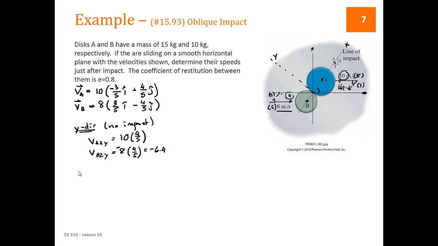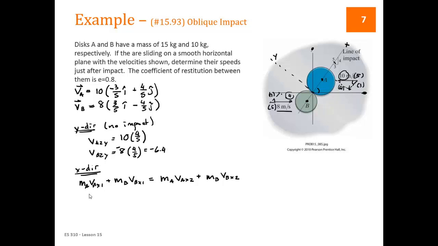Alright, now we look at the x direction. That's where we have work to do. So in the x direction there is impact. We have 2 equations: the conservation of momentum, and the coefficient of restitution equation. Conservation of momentum says the mass A times the velocity of A before impact in the x direction, plus mass B times the velocity of B before impact in the x direction, is equal to mass A times the velocity of A after impact in the x direction, plus mass B times the velocity of B after impact in the x direction.